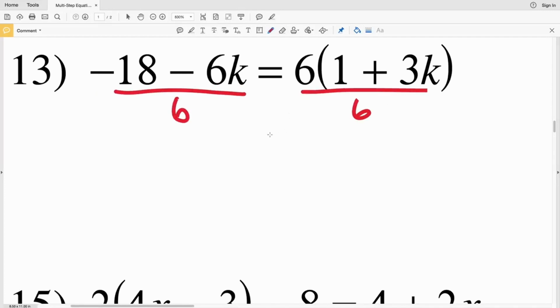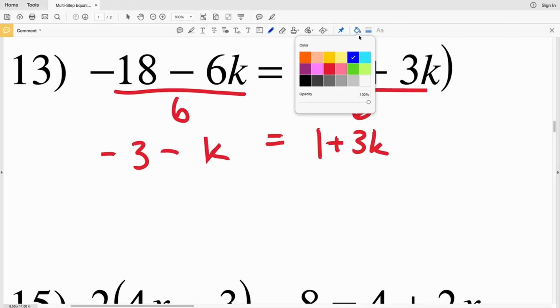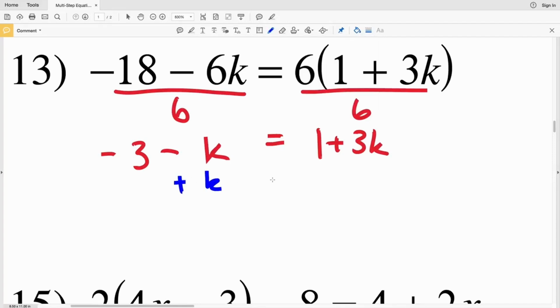When I divide both sides by 6, I'm left with 1 plus 3k on the right. On the left, I have negative 18 divided by 6, which is a negative 3, minus 6k divided by 6, which is k.